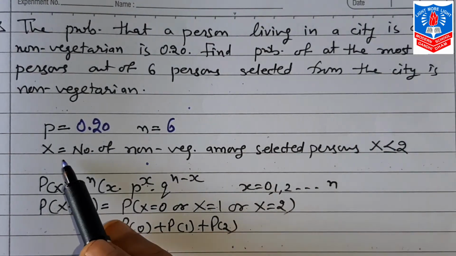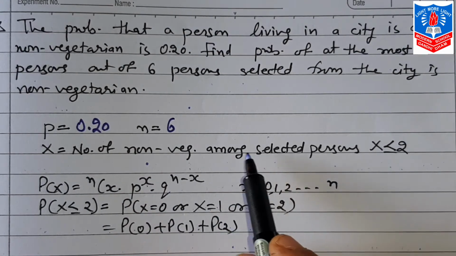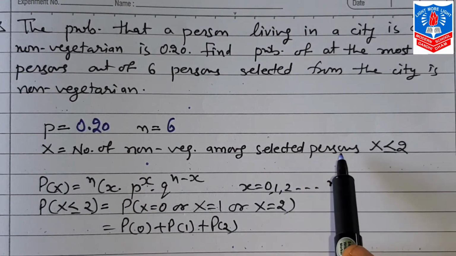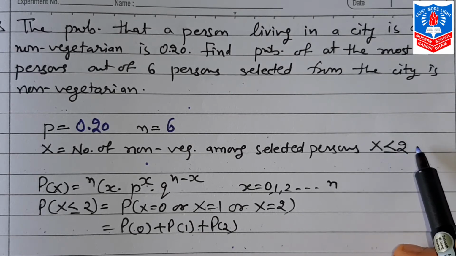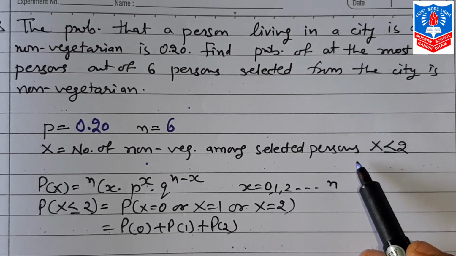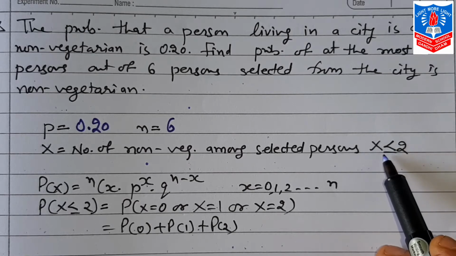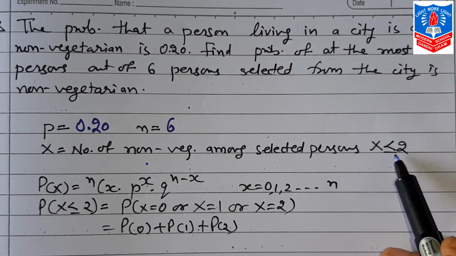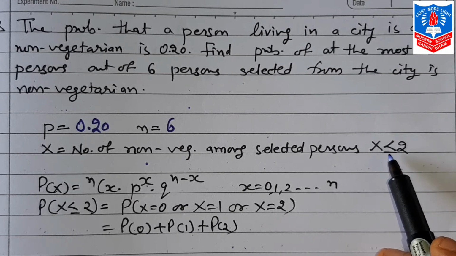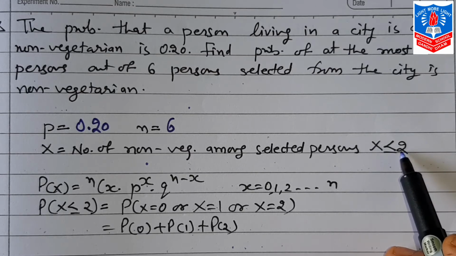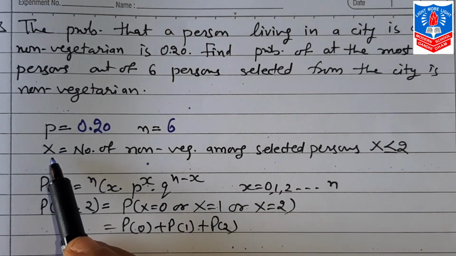So X will be the number of non-vegetarians among selected persons, and that is at the most 2, so not more than 2. So value of X is less than or equal to 2. This is equal to because 2 also will be included in that. So X less than or equal to 2 will be the value of X.